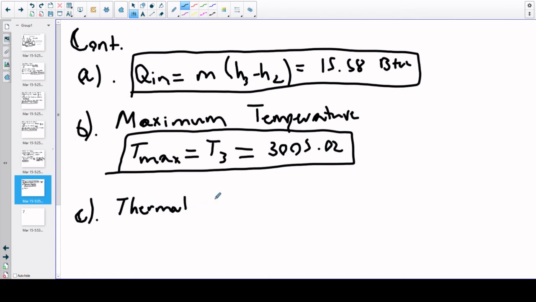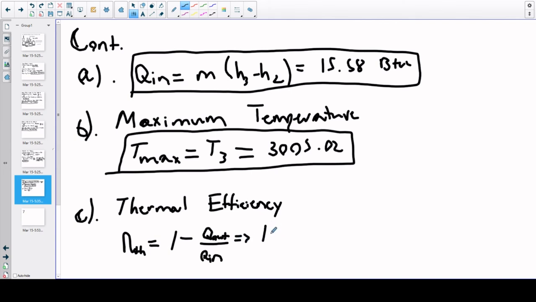And then the thermal efficiency of the cycle, part C. Thermal efficiency of the cycle is 1 minus Q out over Q in. But I think I changed this equation. I don't think I used 1 minus Q out over Q in. See if I remember correctly, I think I just use work cycle over Q in. Maybe not. Yeah, okay, I keep it.